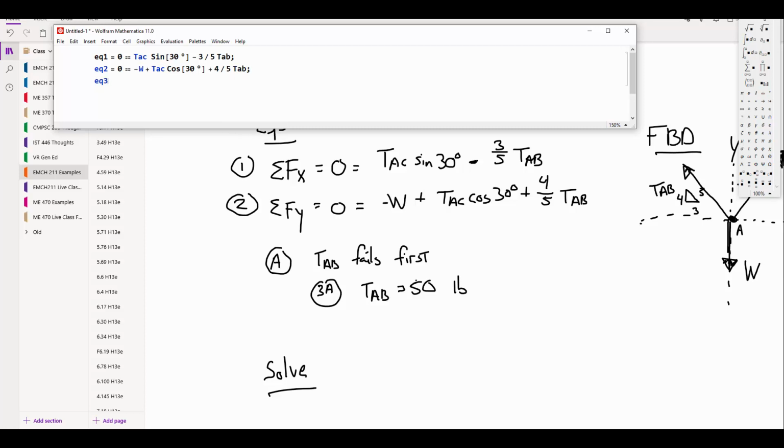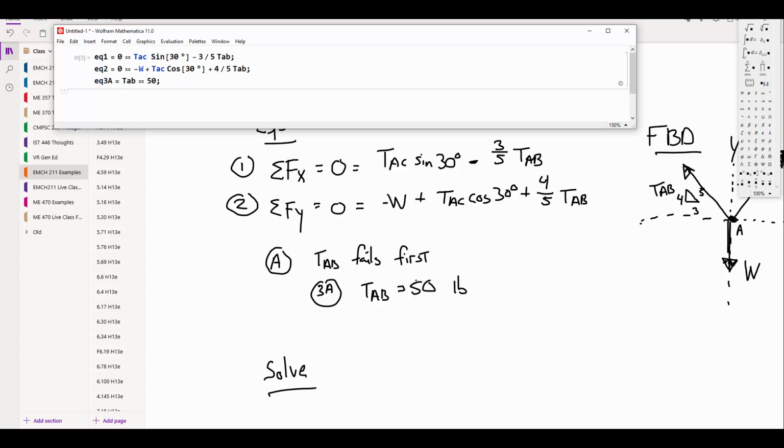And I'll enter EQ3A. So this is TAB equals 50. Now Mathematica doesn't understand units, so we just have to know that that 50 is going to be 50 pounds.